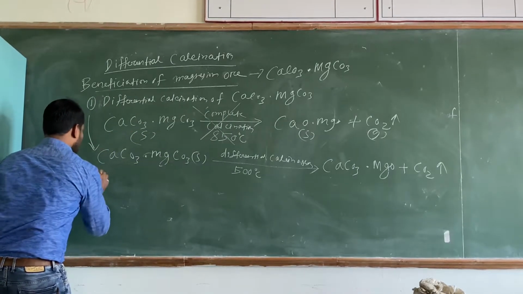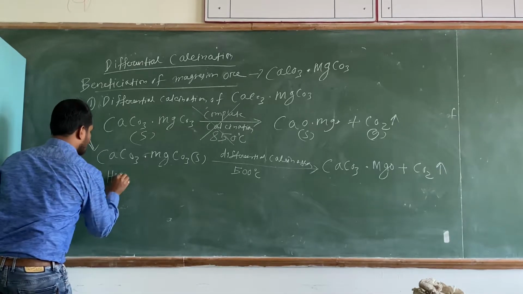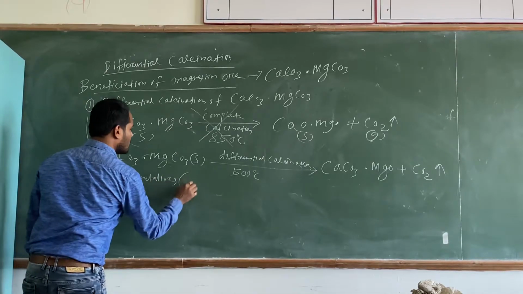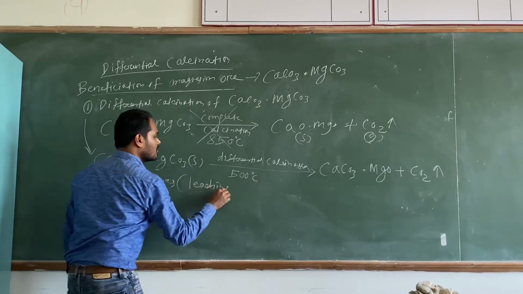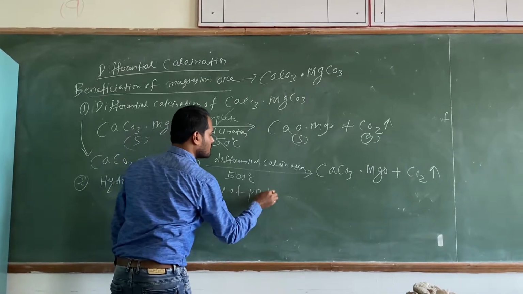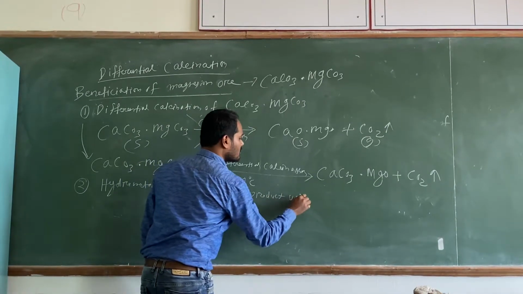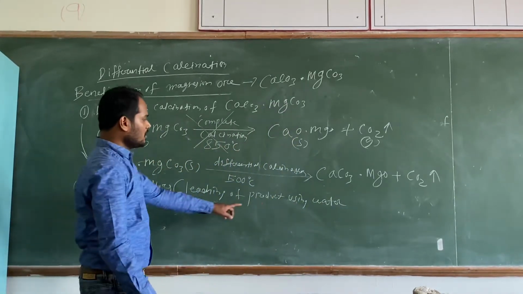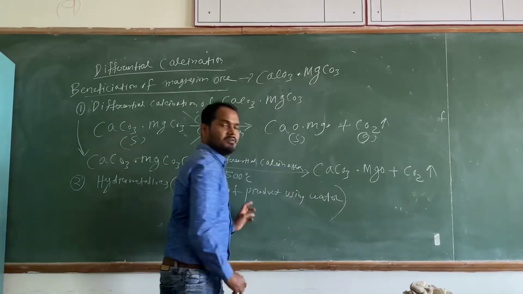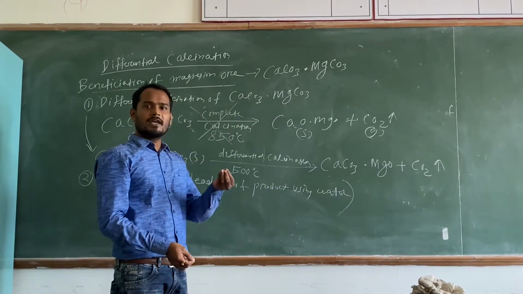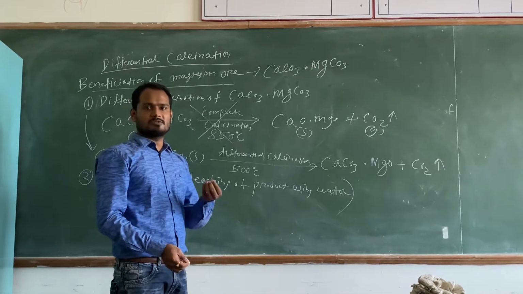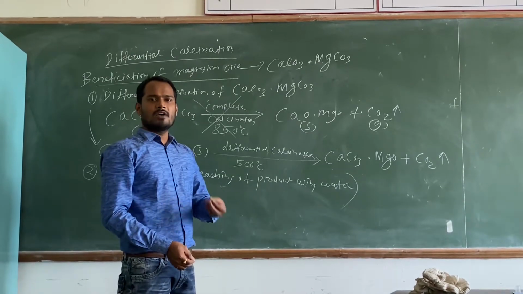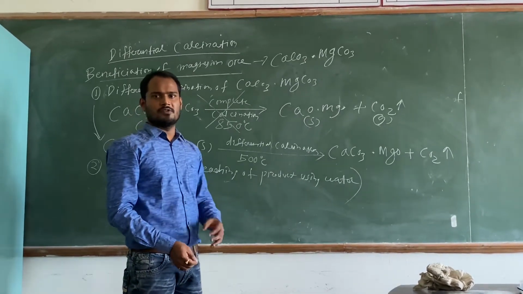The second step will be hydrometallurgy. Hydrometallurgy means here we are doing leaching of the product using water only. So what will happen? Leaching is a dissolution process, if you remember. Something will get dissolved into the liquid, aqueous medium, and something will be left, basically the gangue, right? The valuable metallic part will become soluble in the aqueous solution.